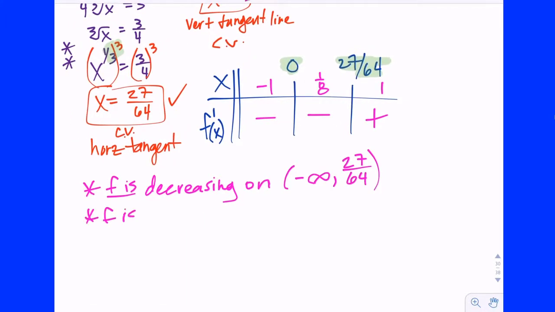Similarly, F is increasing wherever you have a positive sign. On the interval from 27/64, what a wonderful number, to infinity.